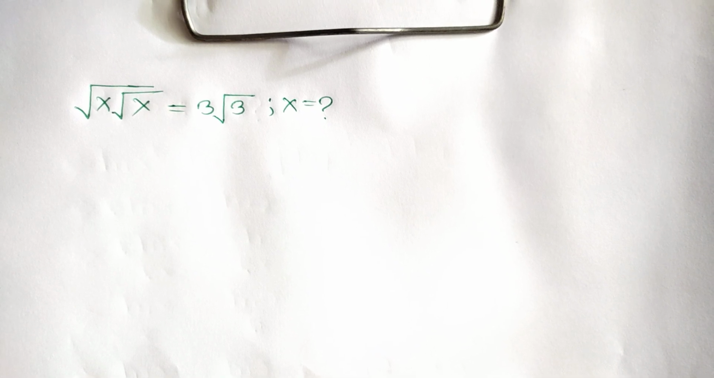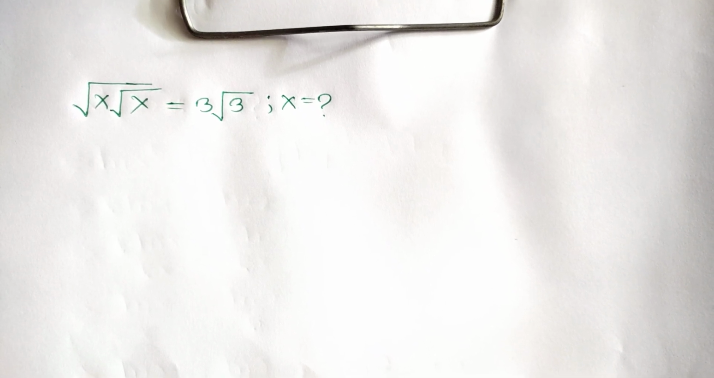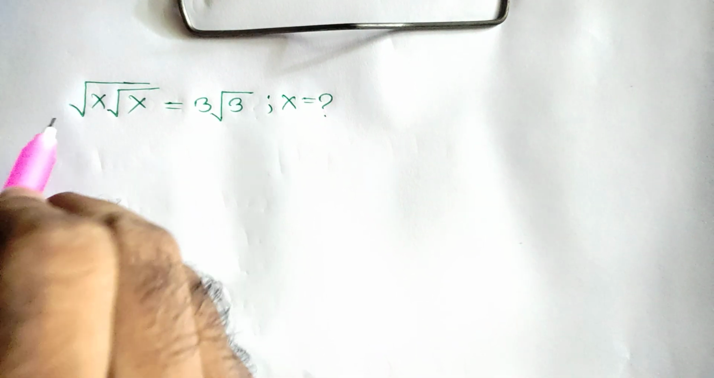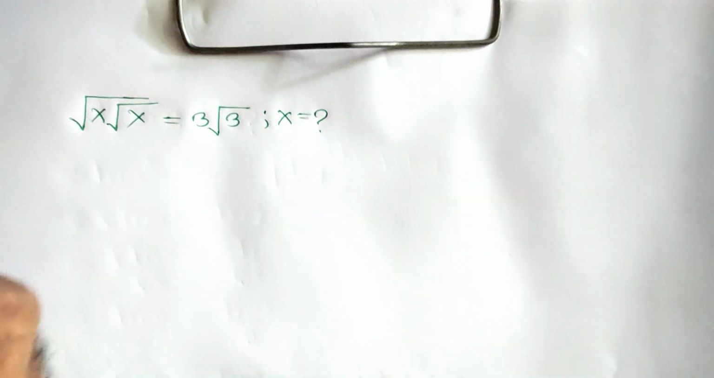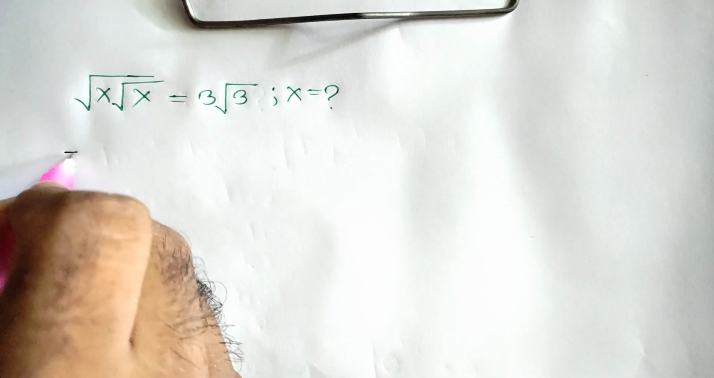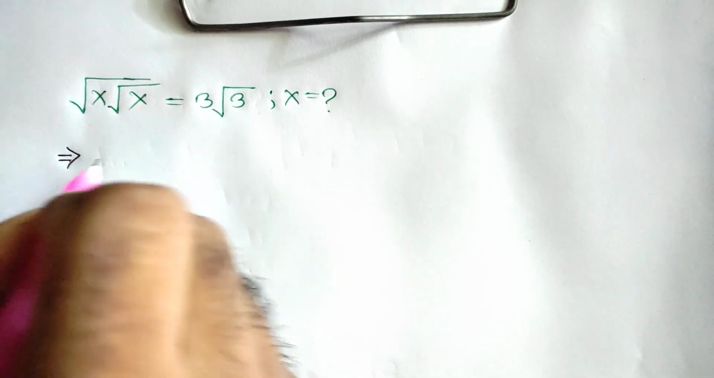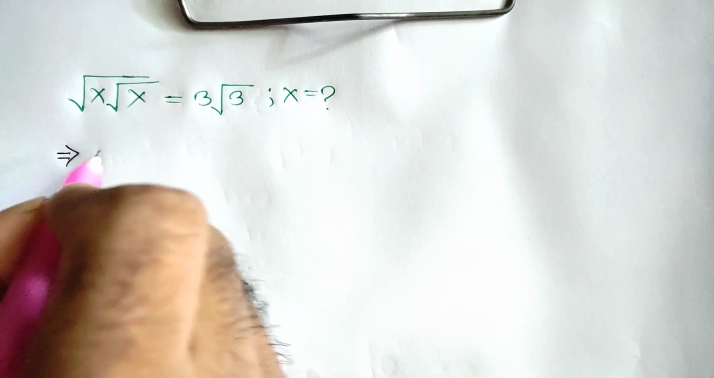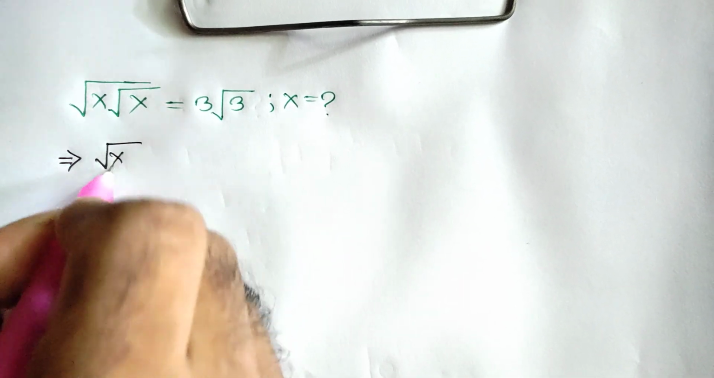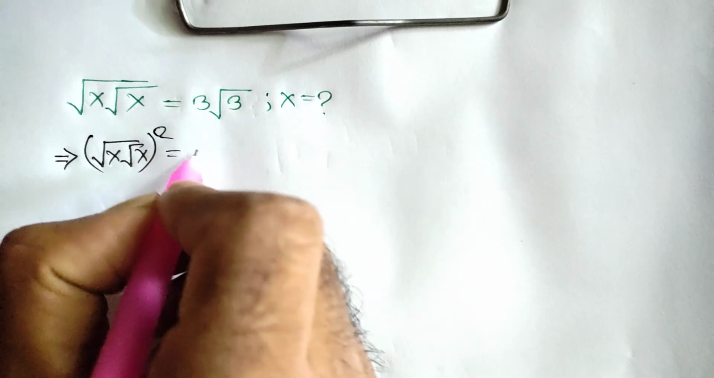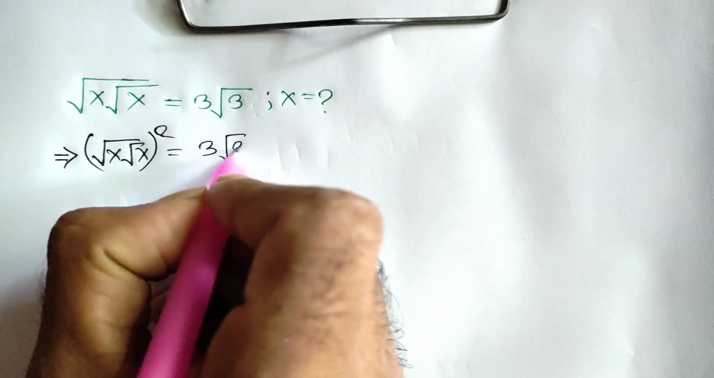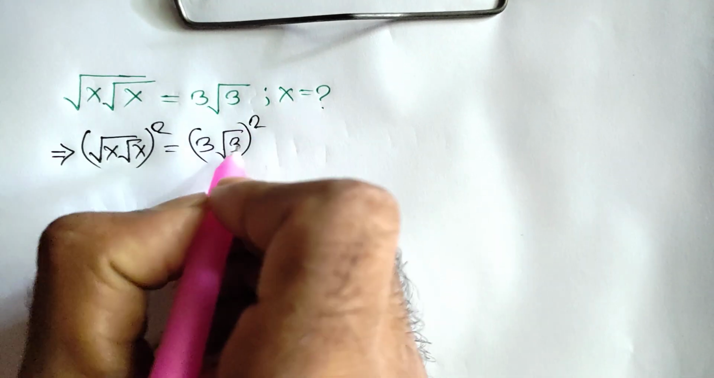Hi everyone, in this video I am going to show how to find the value of x where square root of x under square root of x is equal to 3 square root of 3. Taking a square to both sides, we can write: square root of x under square root of x, whole square, is equal to 3 times square root of 3, whole square.